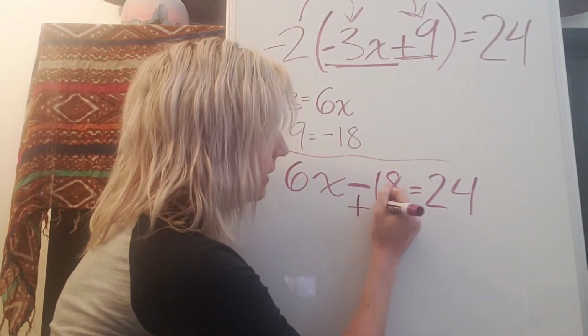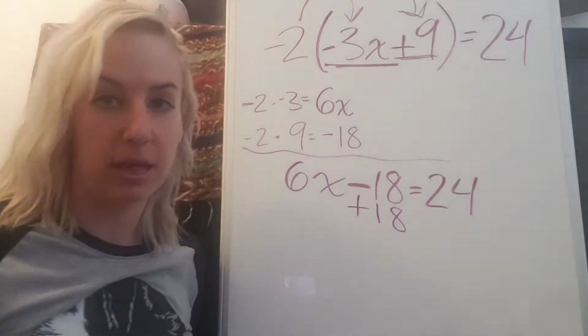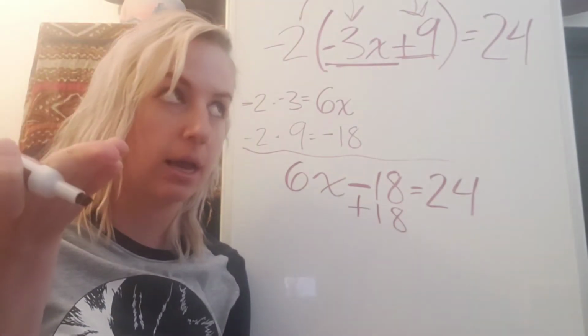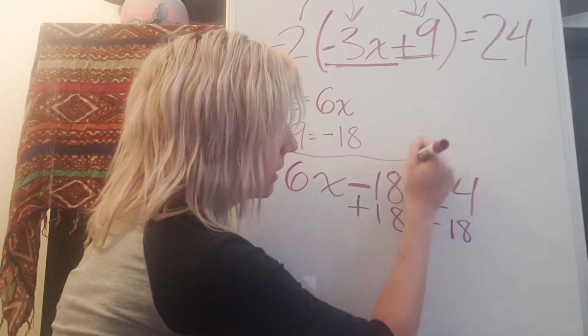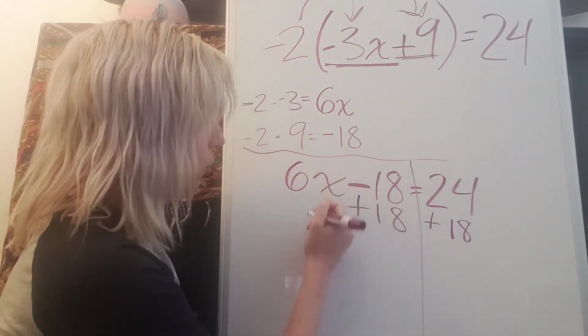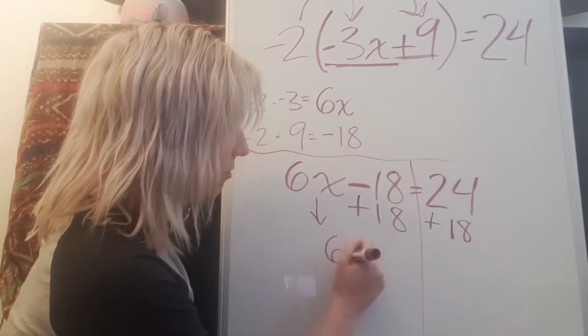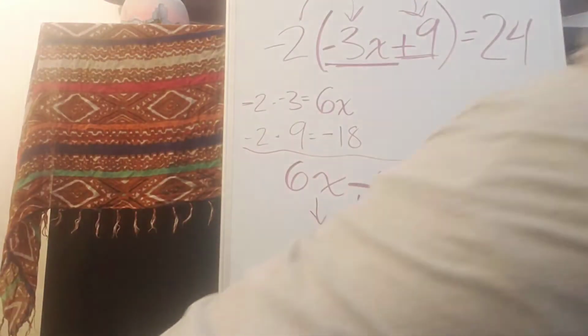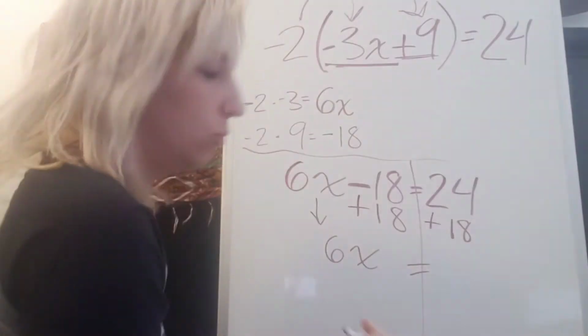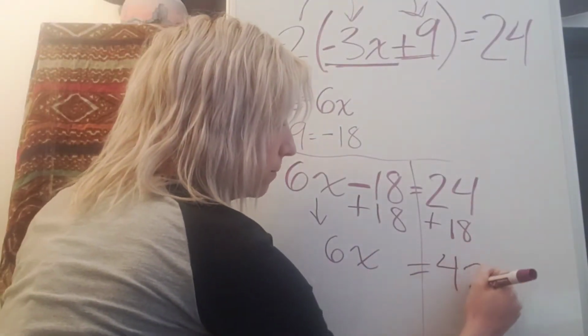So I'm going to add 18, and remember, we talked about this last time. If I add 18 on one side, I have to add it on the other side. Otherwise, it's not even, right? So this is going to come down. I still have 6x is equal to 24 plus 18, which is 42.